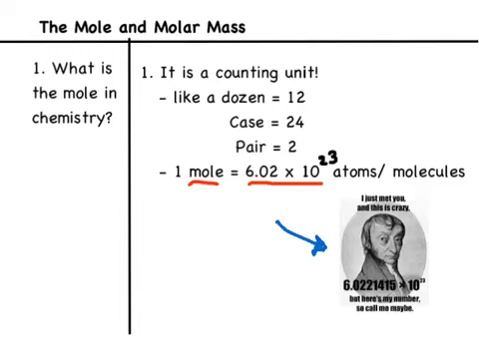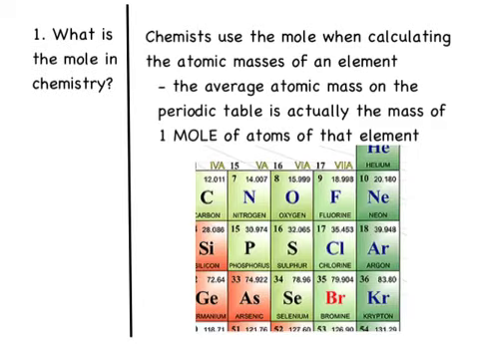All right, so why do we use the mole? Chemists use the mole when calculating the atomic masses of an element. So I have a little confession to make. Last semester when I was teaching you all about the periodic table, I told you that this number, the decimal number there, was the average atomic mass. Well, it's not the atomic mass, because if you think about it, an atom, for example, of nitrogen weighs 14 grams. That doesn't make much sense. We can't even see an atom. So how could it weigh 14 grams?